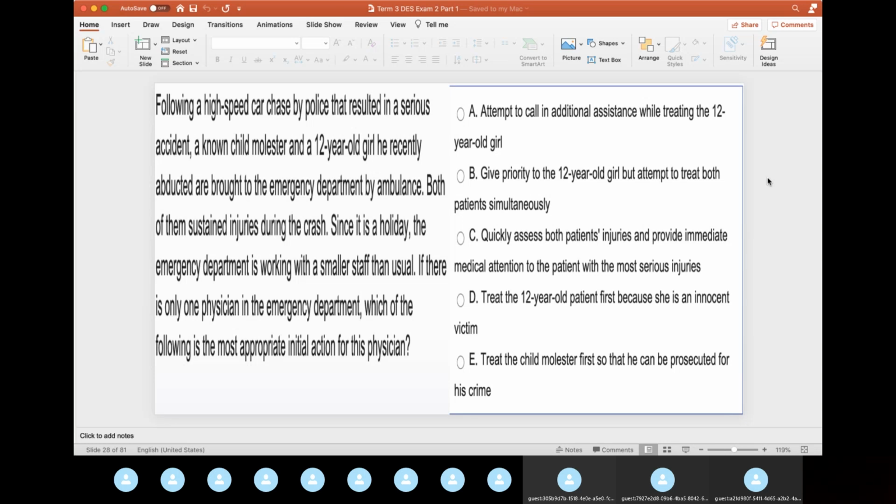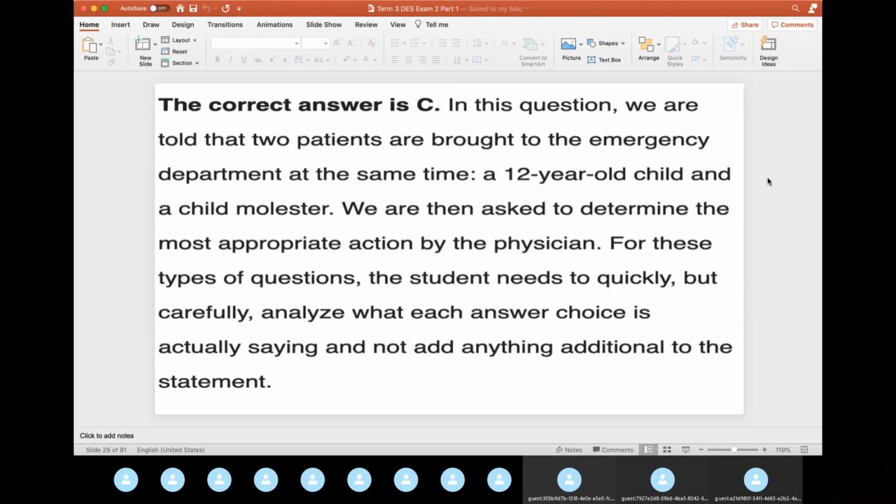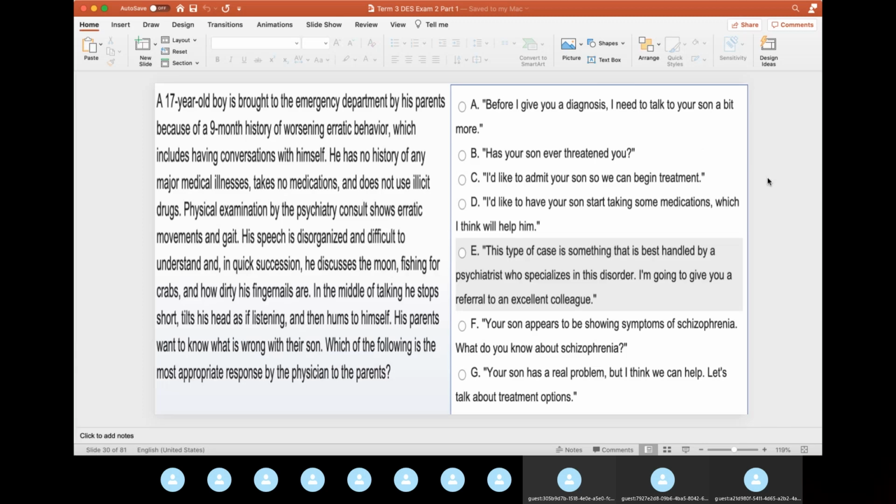Okay, so you said C because you need to triage. Or why not B, give priority to the 12-year-old girl but attempt to treat both patients simultaneously? So your answer is C. Let's see. Of course, it's C. In the ED, with a 12-year-old child and a child molester, you need to determine the most appropriate action. You need to analyze the answer choices and you need to triage. You need to triage the patients: whichever one is the worst, you treat that person first. So the answer is C. Next.